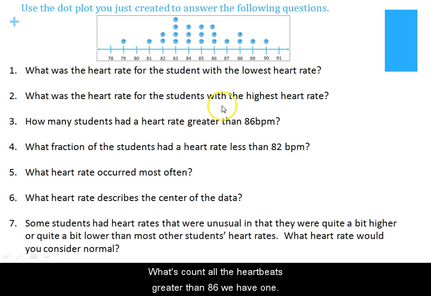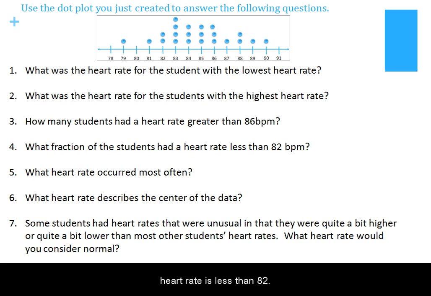Let's count all the heartbeats greater than 86. We have 1, 2, 3, 4, 5. The correct response for number 3 is 5 students. 4. What fraction of the students had a heart rate less than 82? Well, let's calculate. We have 1, 2, 3, and 4 students out of 22 with heart rates less than 82. The correct response would be 4 twenty-seconds, or 2 elevenths.